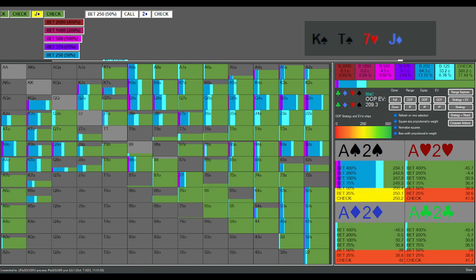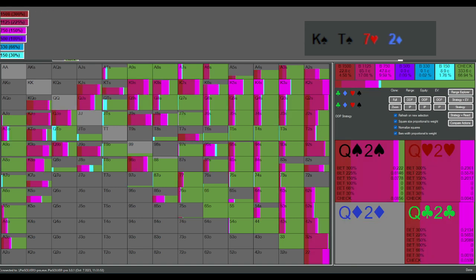Okay, so now let's subtree this, and I'll get back to you guys. Okay, so I reran this turn.